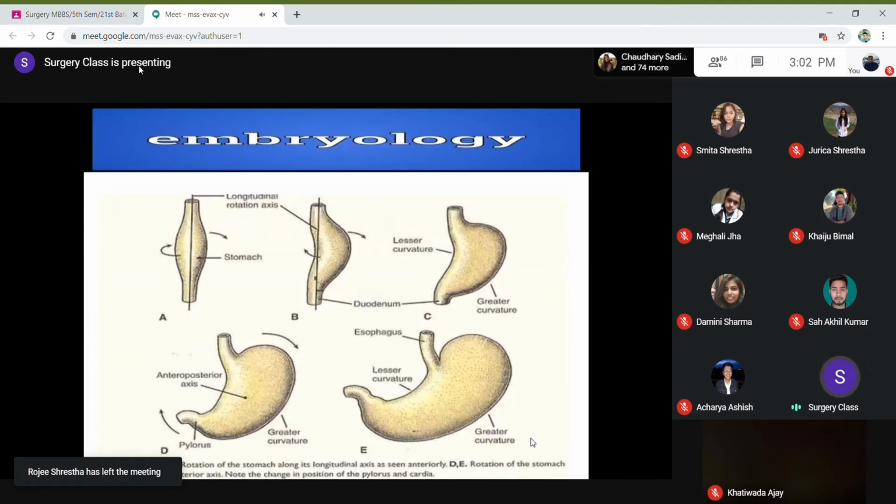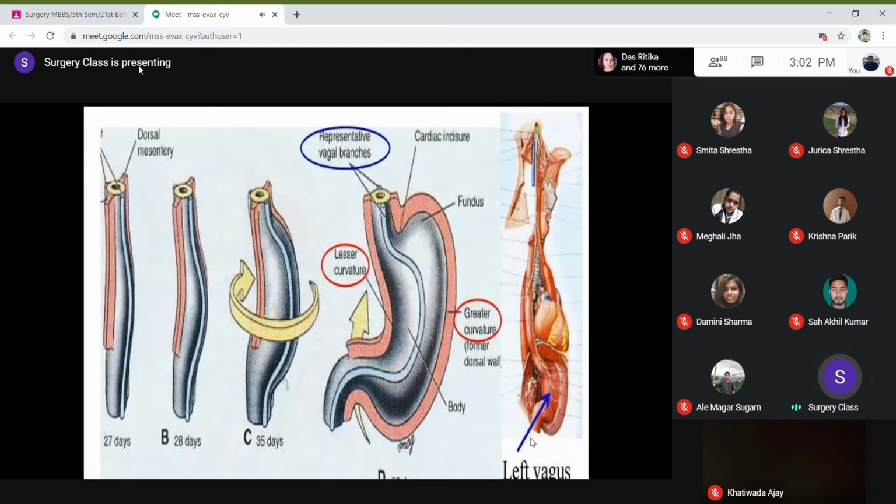So with regard to embryology, you know how the foregut, midgut, and hindgut are formed, and about the different parts of rotation of the intestines. After the rotation, can you see the dorsal mesentery, and how the lesser curvature and the greater curvature are formed, and this one being the lesser omentum. And this one being the greater omentum towards the greater curvature.